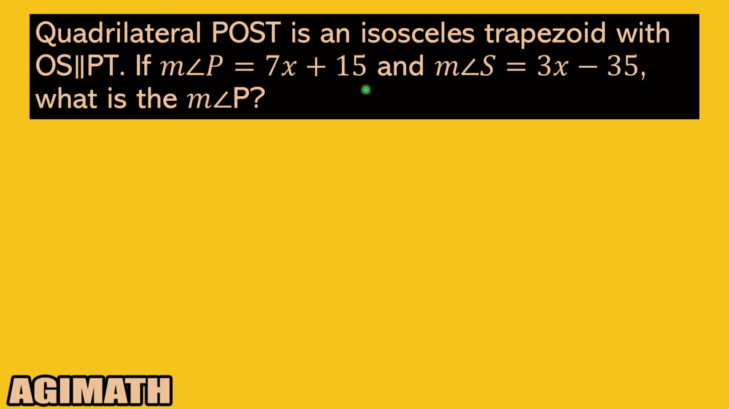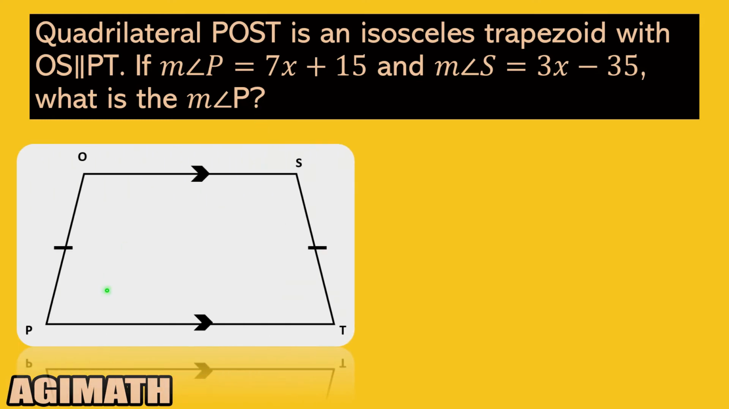If the measure of angle P equals 7x plus 15, the measure of angle S equals 3x minus 35, what is the measure of angle P? Again, first thing we are going to do, if the illustration is not given, we need to illustrate. Now, in your illustration, make sure you are following the given. First, OS is parallel to PT.